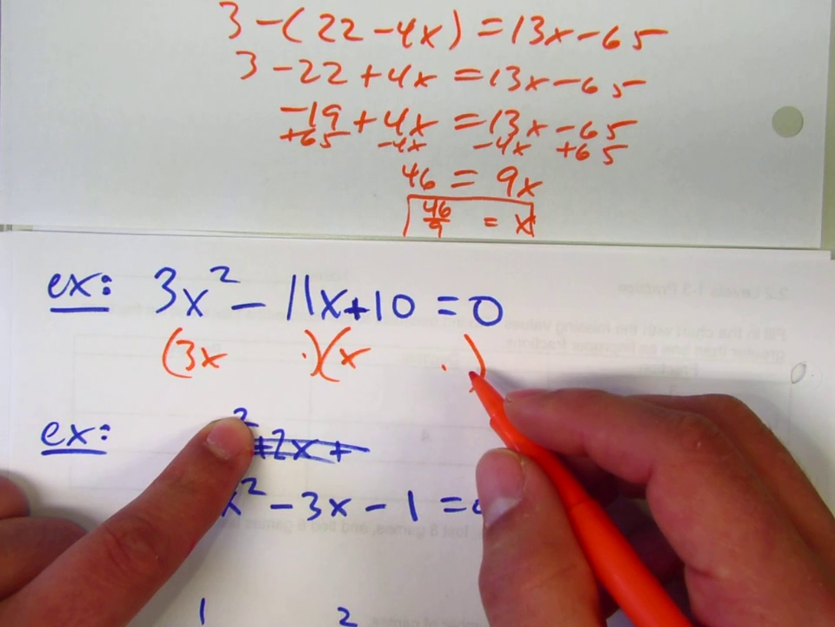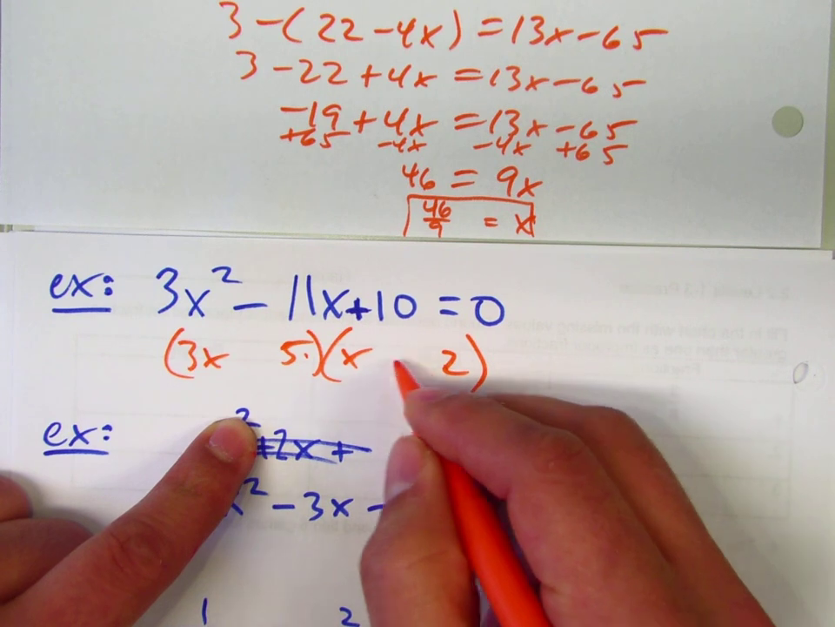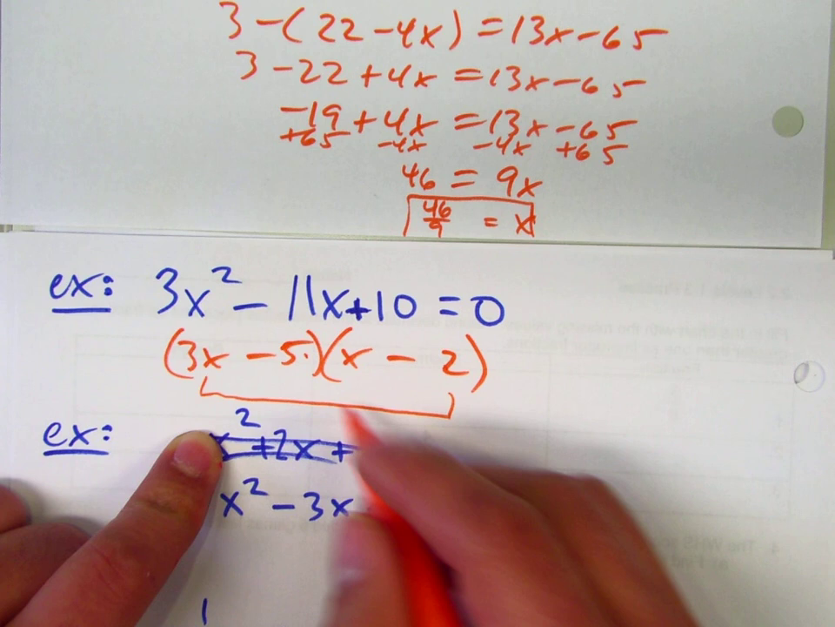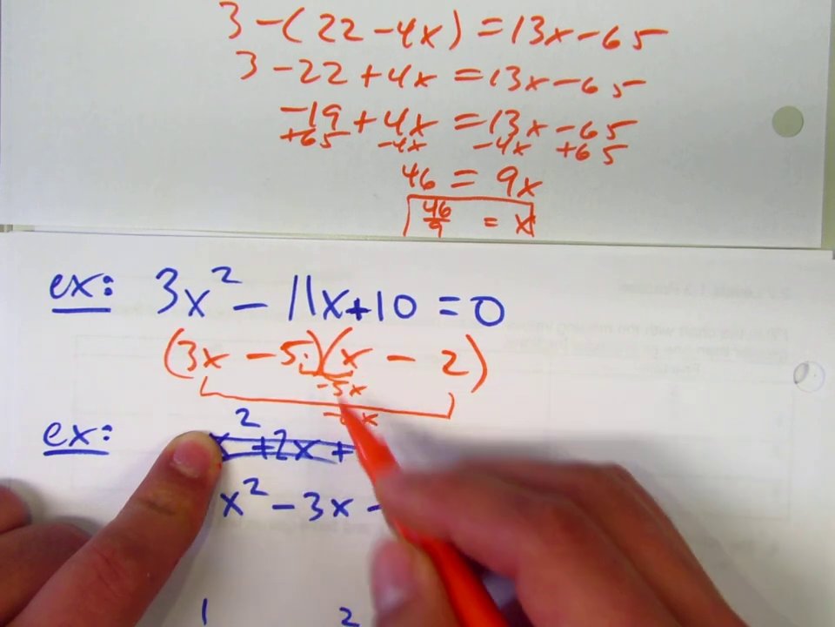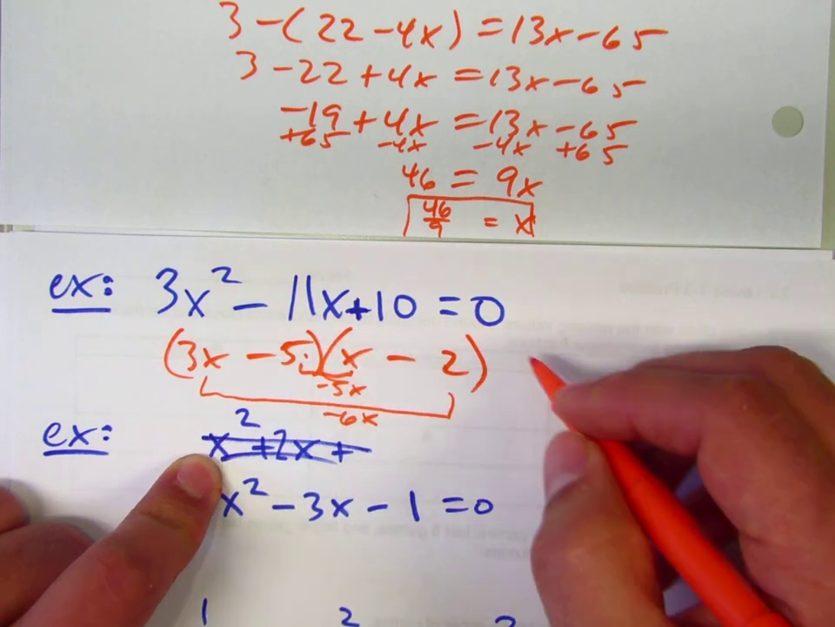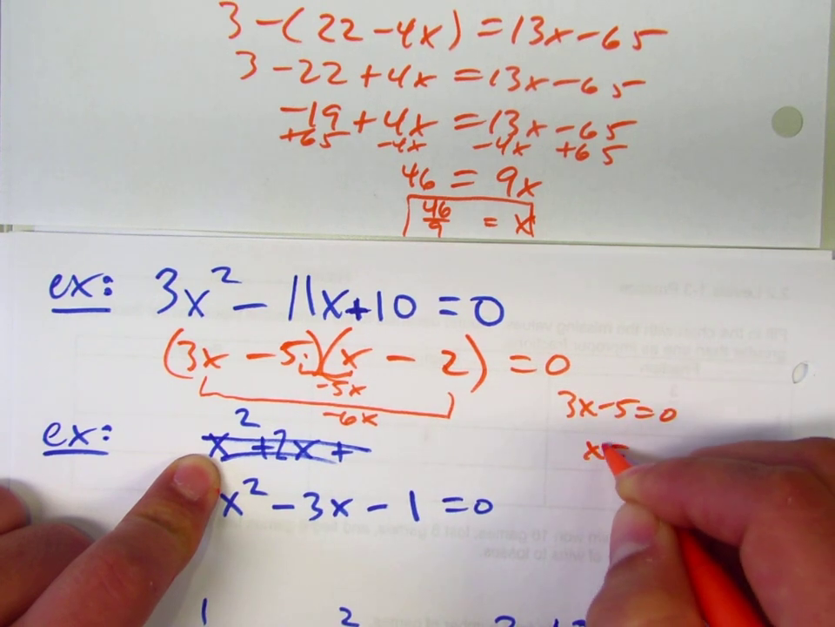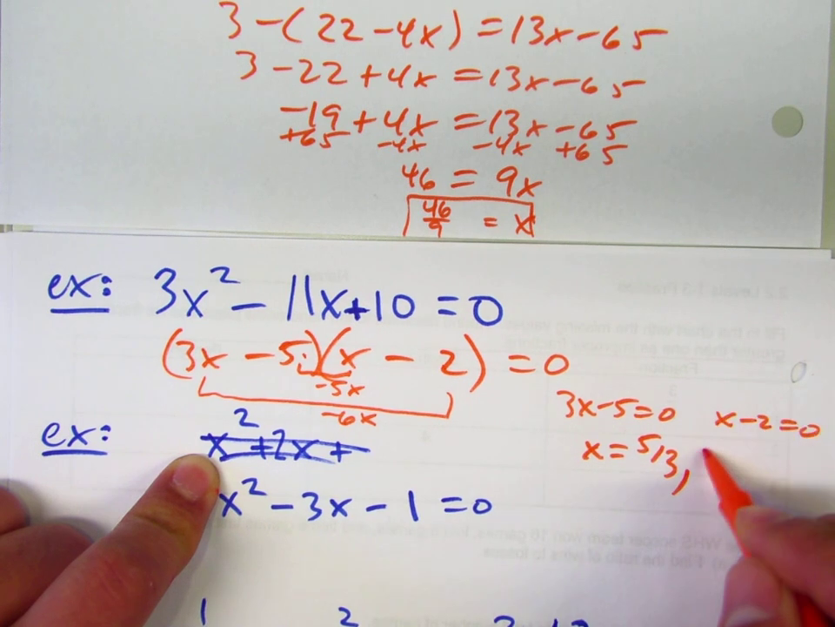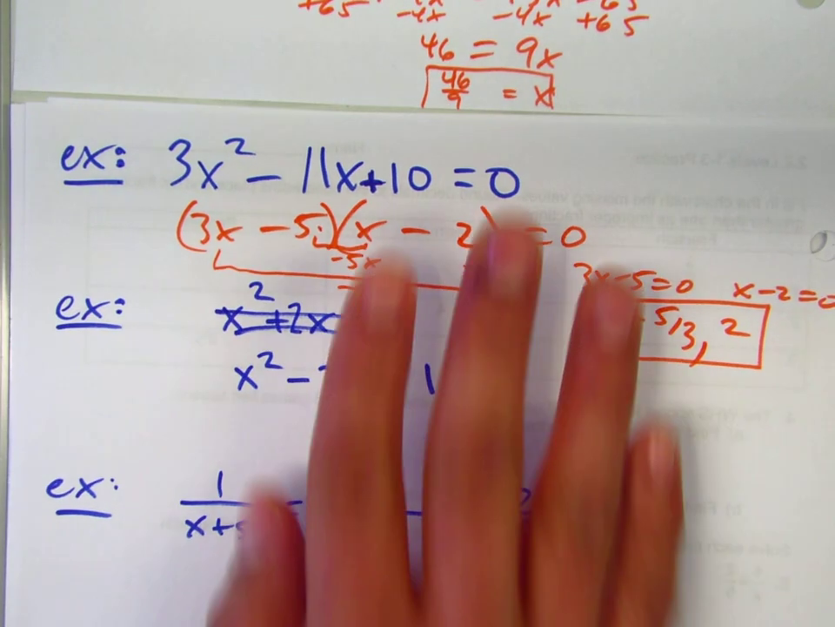So let's see. Maybe put a 2 there, 5 there. Both of these have to be minused in order to be positive 10, right? And then you can check the outsides, multiply to negative 6. The insides, multiply to negative 5x. And so that's how you know you got the winning combo right there. You get negative 11x in the middle. Does that make sense? Now, you take each one, you set it equal to 0. So for the first answer, you get 5/3. For the second answer, you get 2. Okay, so whether you do trial and error or the AC method, here's where you should end up.